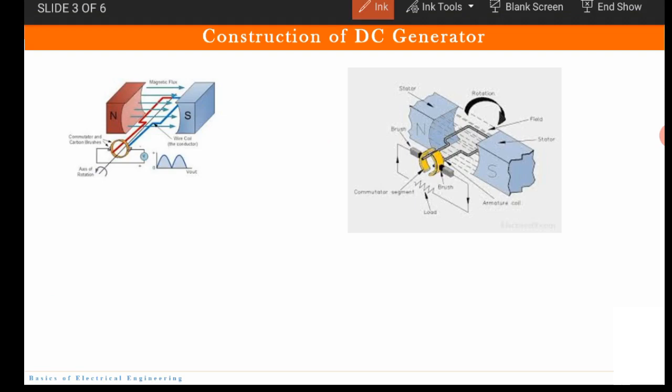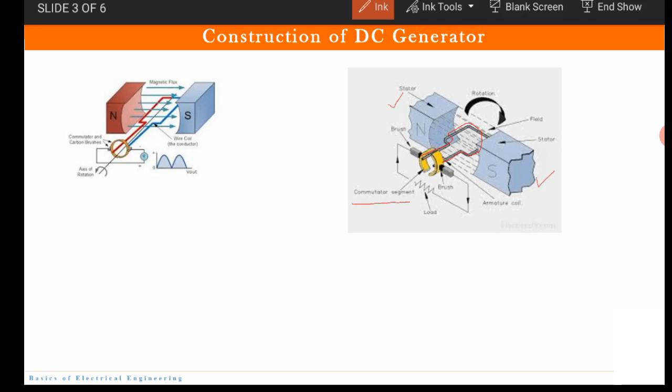You can see the 3D kind of picture here, wherein you have a magnet. This is the north pole and this is the south pole. And this is the coil. This coil is known as the armature coil. The coil which moves is known as the armature coil. This armature coil is connected to the commutator segment.